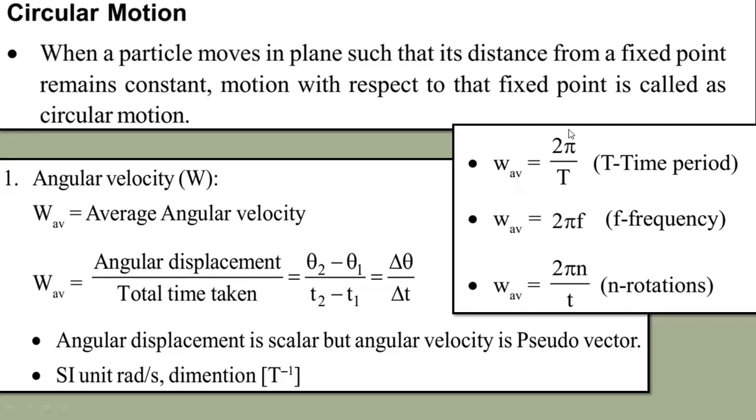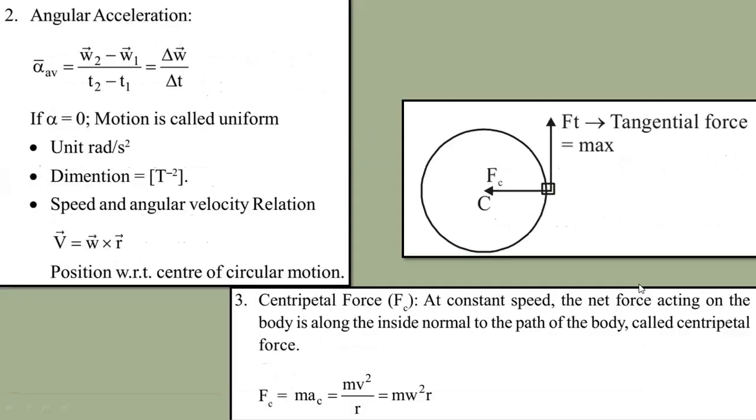So omega av is equal to 2 pi divided by T, where T is the time period. Omega av is equal to 2 pi f, where f is the frequency. And omega average is equal to 2 pi n divided by t, where n is the number of rotations. Then angular acceleration. The figure is like this: tangential force, centrifugal force, then alpha average, that is angular acceleration.